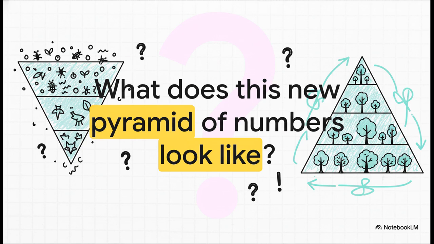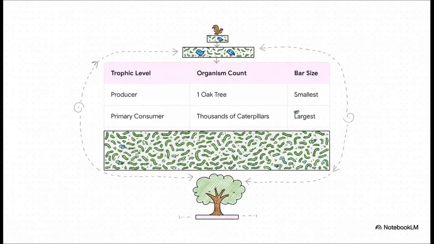If we're sticking to our rule of just counting the individual organisms, what is that pyramid going to look like? And there it is. Our pyramid is totally broken. The producer level, the very foundation, our single oak tree is now the tiniest bar at the bottom. Right above it, you have this massive bar for the thousands of caterpillars. Then it gets small again for the blue tits that eat them, and even smaller for the hawks at the top. This doesn't look like a pyramid at all. It's more like a spinning top or something.